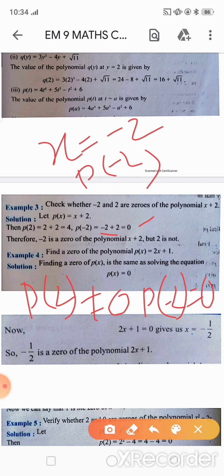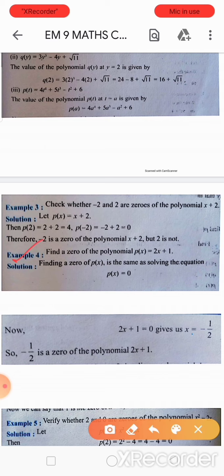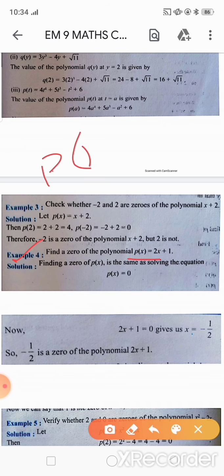We say therefore minus 2 is a zero of the polynomial x plus 2, but 2 is not a zero of the polynomial x plus 2. Next, example number 4. Find the zero of the polynomial p of x is equal to 2x plus 1. We have to find the zeros of the polynomial, and our polynomial is p of x is equal to 2x plus 1.